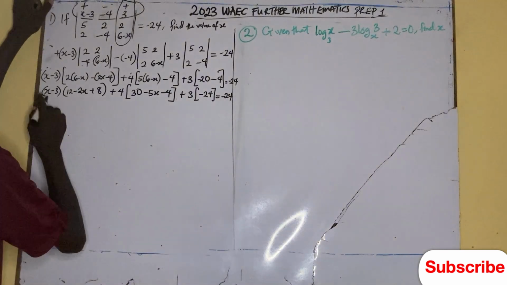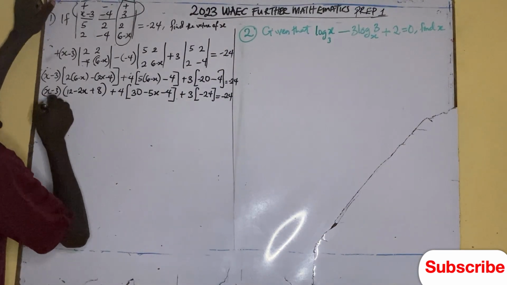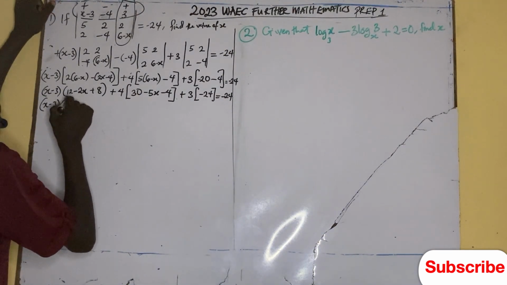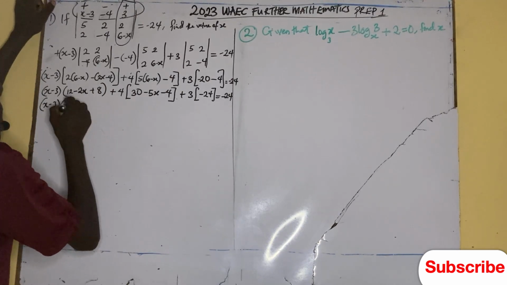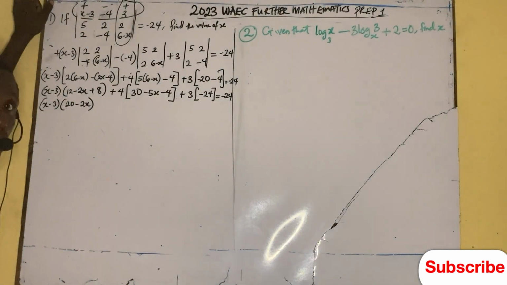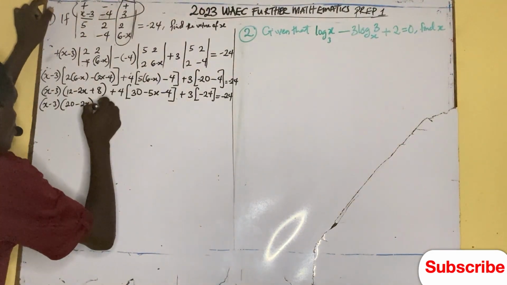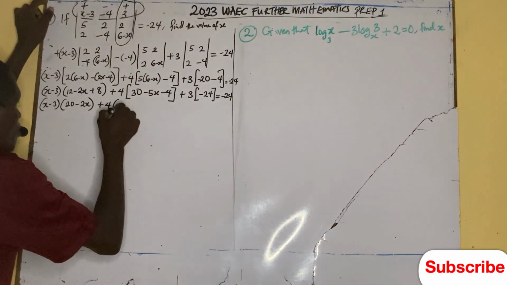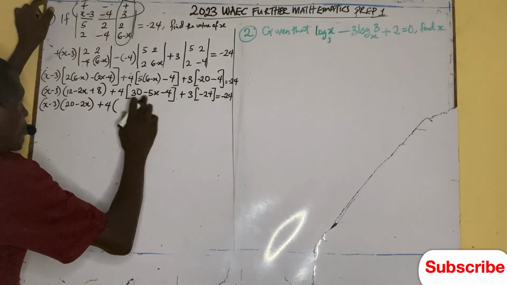So with this one now we have x minus 3 into bracket 12 plus 8 will give you 20, 20 minus 2x, bracket will close. So now we have plus 4 open bracket 30 minus 4.